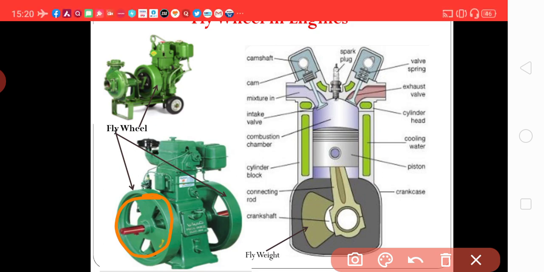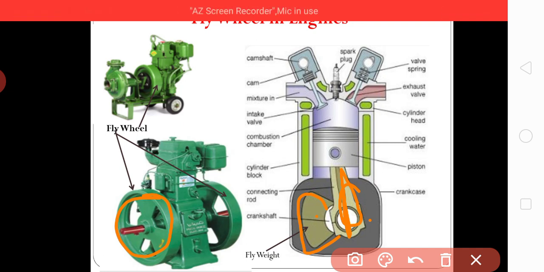Now here you are finding this flyweight. What is this? It is a balancing weight to counterbalance the weight of the big end of this connecting rod and the crank. Otherwise, if this is not there, then there will be engine vibrations. To balance that, there is a flyweight installed just opposite to the crank side of the connecting rod on the crankshaft.